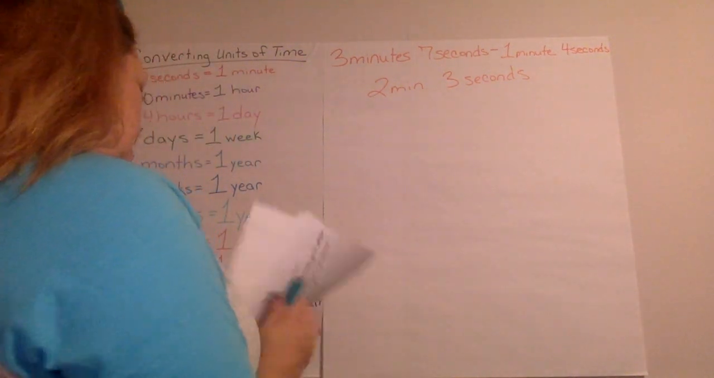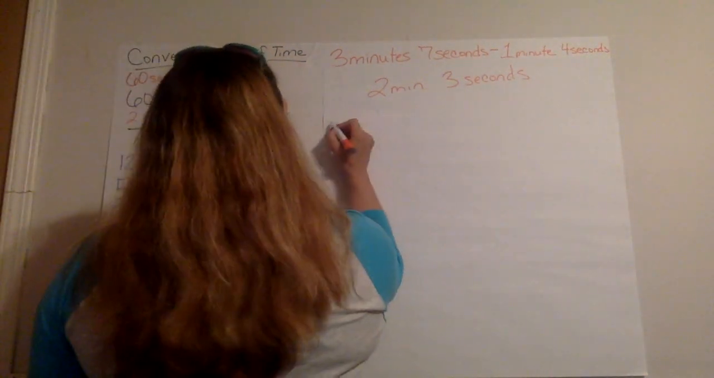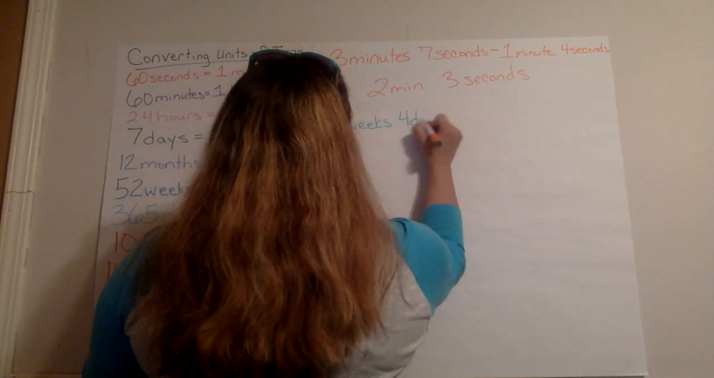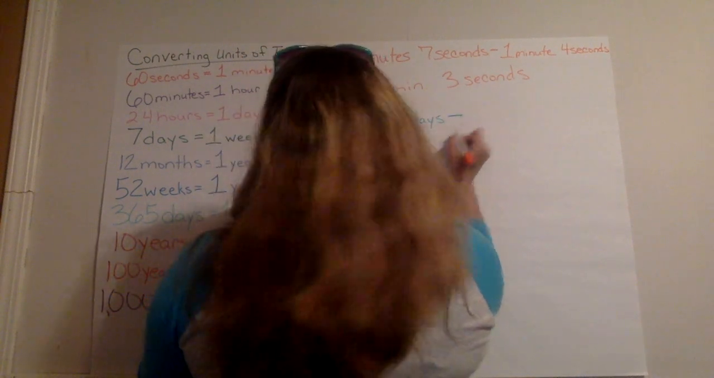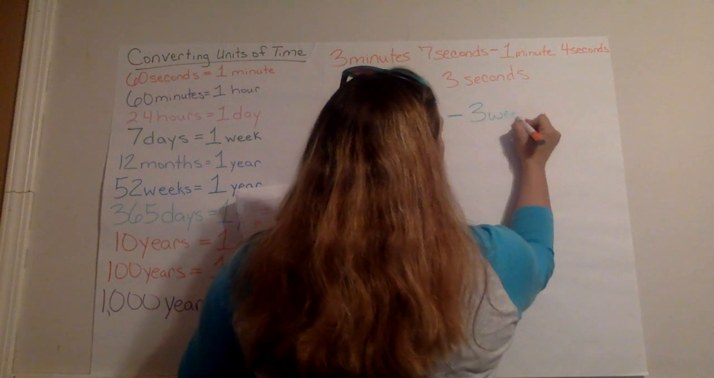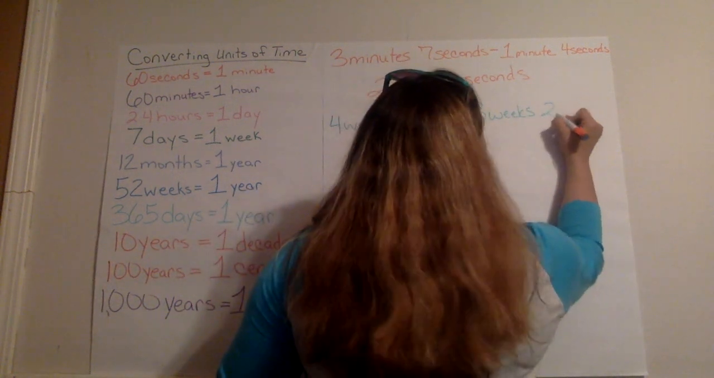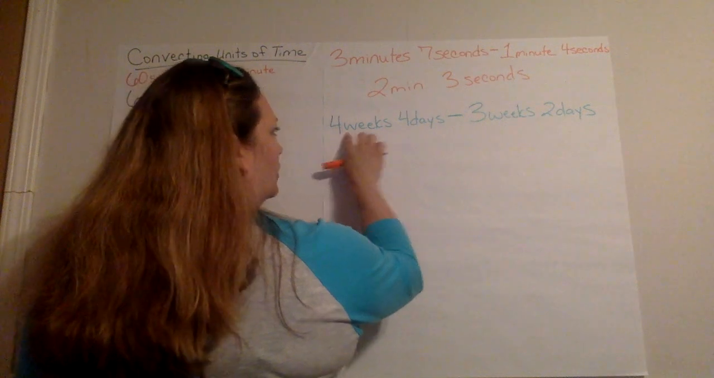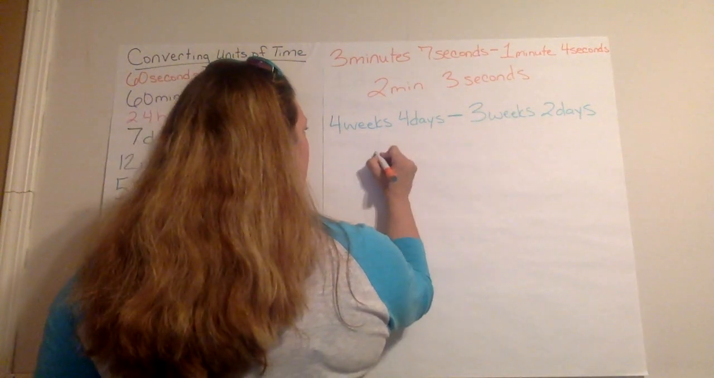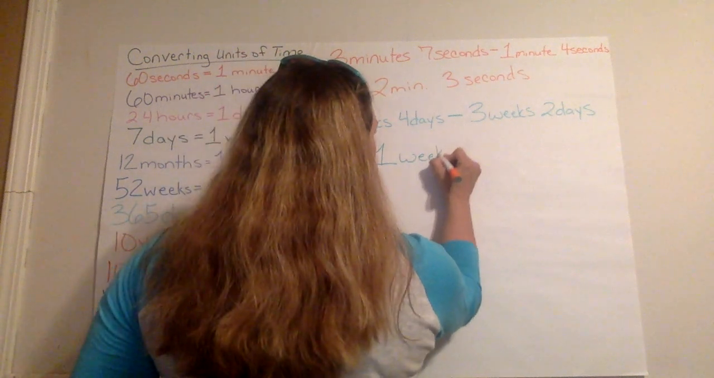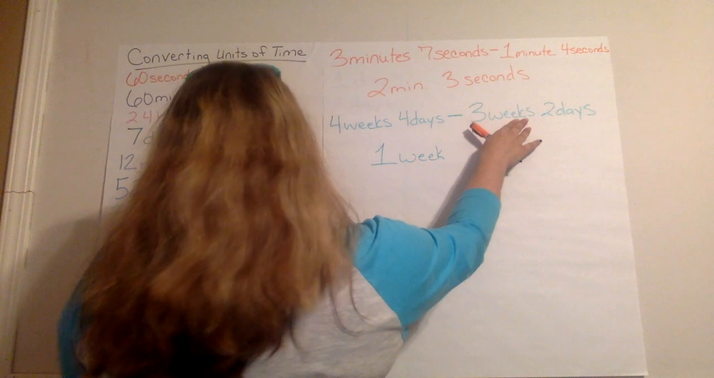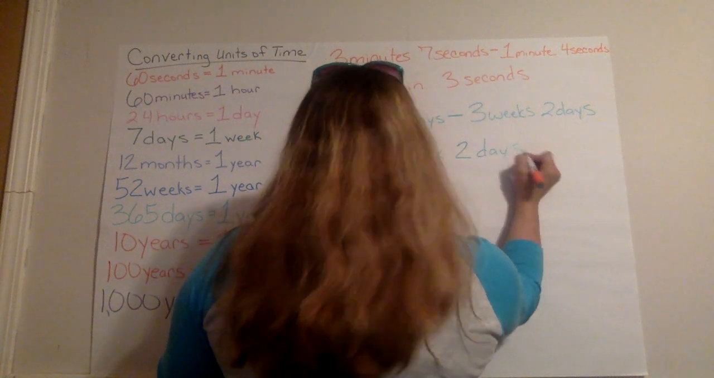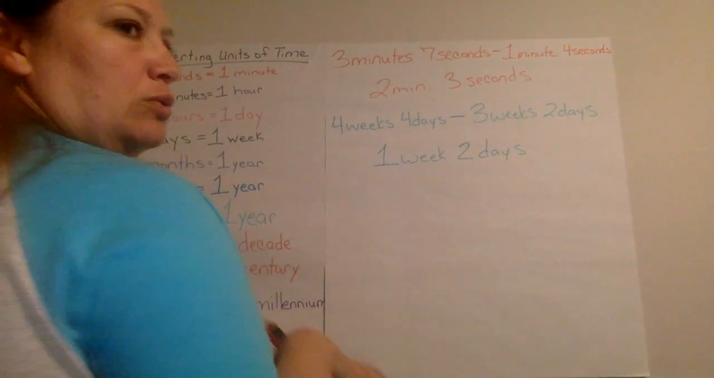Let's try weeks and days. If I have 4 weeks, 4 days, and I'm going to take away 3 weeks, 2 days. All right. Same thing. I can look at the weeks first. 4 weeks minus 3 weeks. 4 minus 3 is 1. And 4 days minus 2 days. I can say 4 minus 2 will give me 2 days.